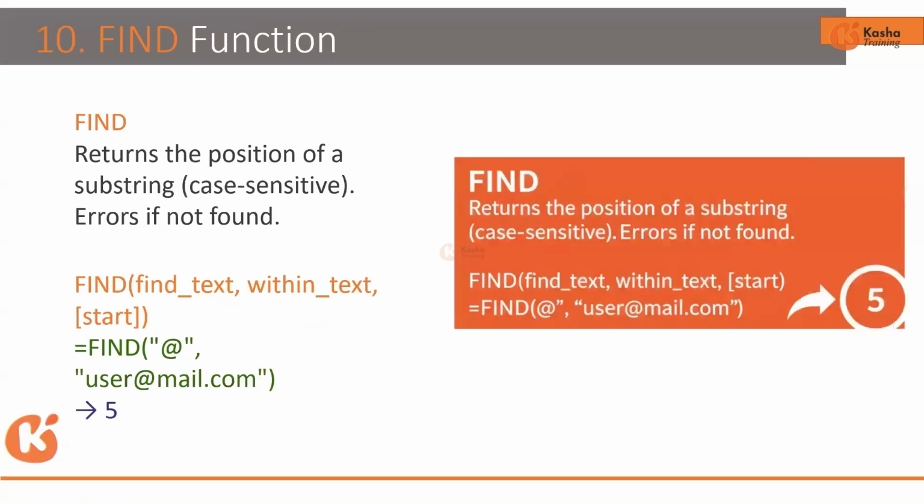And then another function is the FIND function. So we use the FIND function to figure out the position at which a particular text has been placed within a word. Like, for example, you can see FIND. We want to find the at the rate symbol from user at the rate mail.com. And we want to find the at the rate position. So you can see it is showing a fifth position. So that is the meaning of a FIND function.